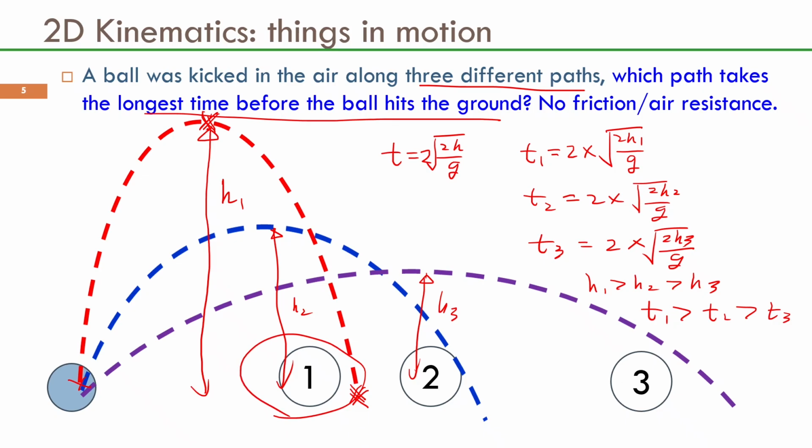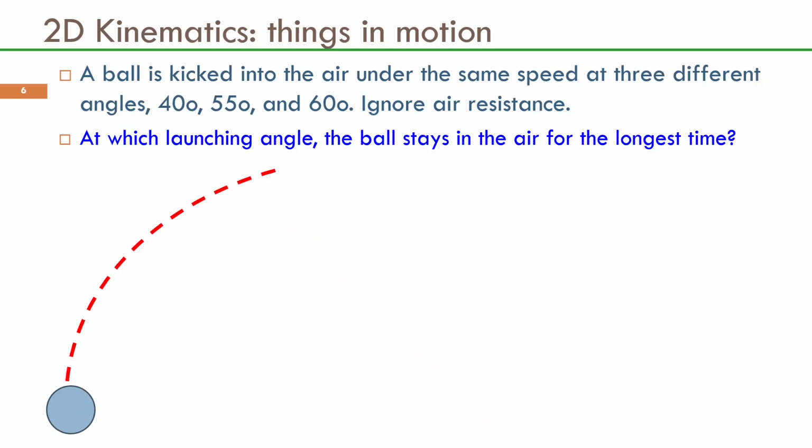Alright, now let's look at another type of question. This question says a ball is kicked into the air at the same speed at 3 different angles, 40 degrees, 55 degrees, 60 degrees. At what launching angle does the ball stay in the air for the longest time? In this question, we do not know the range, and we do not know the height, so it's not very easy for us to solve the time in the air using the previous method we have discussed. But we do know they have the same initial speed, and we know the launching angle.